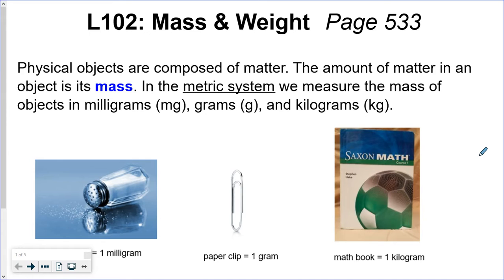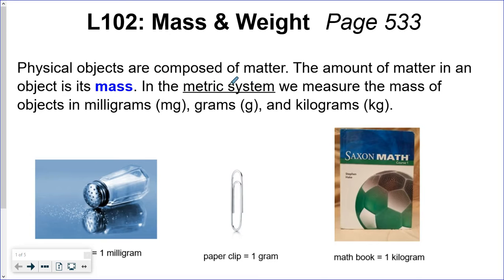As you look at the new concept ideas for today, it starts talking about physical objects being composed of matter. Now, I know you're saying, Mr. Johnson, I thought this was math class and not science class. Well, just bear with me for just a moment. I'll give you an idea of why we're bringing that up. The amount of matter that's actually in an object, that's called its mass. So the amount of matter in it is its mass.